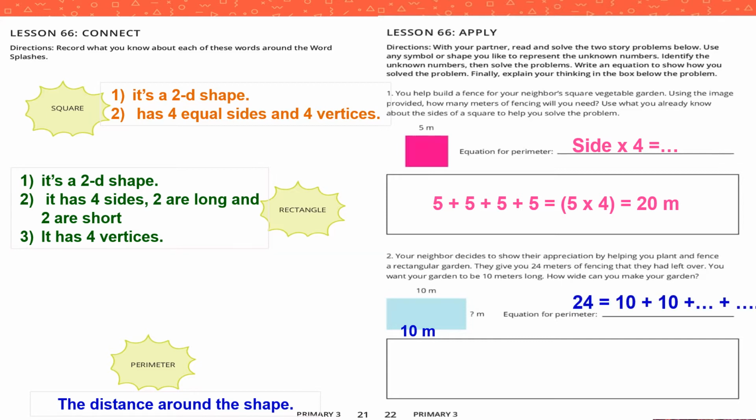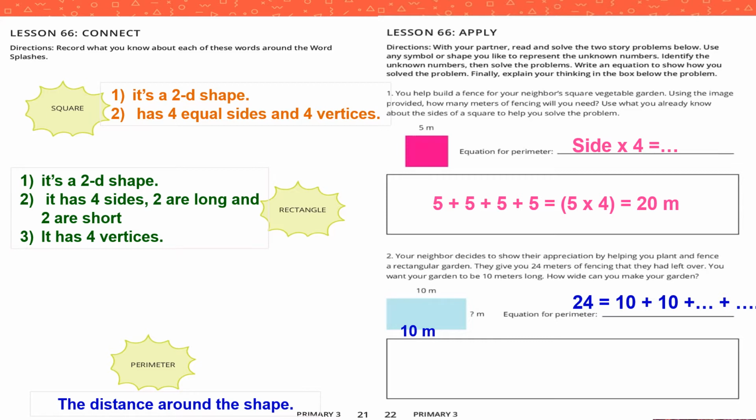So 24, which is the perimeter, equals what? 10 plus 10 plus, I don't know the width. The 24 perimeter equals 10 plus 10, and I don't know this or this. Okay, so let's try to solve. 24 equals 10 plus 10. 10 plus 10 means 20.